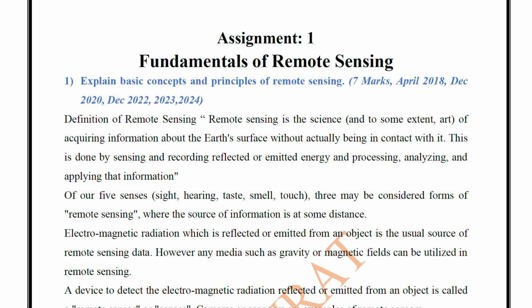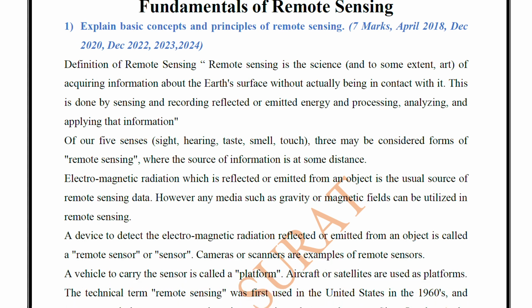We all have five senses like sight, hearing, taste, smell, and touch. This may be considered a form of remote sensing, where the source of information is at some distance. Electromagnetic radiation, which is reflected or emitted from an object, is a usual source of remote sensing data. However, any media such as gravity or magnetic field can be utilized in remote sensing.